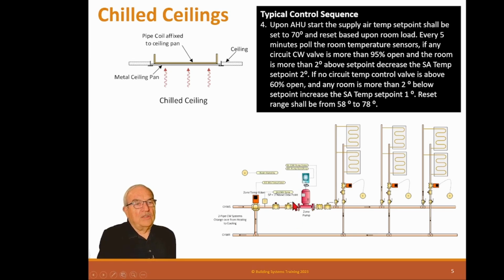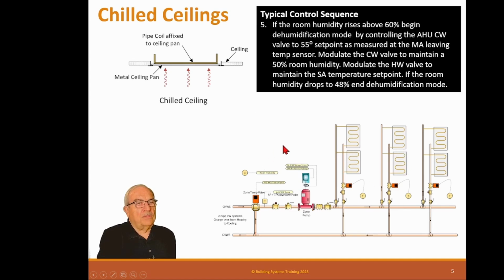So what we're trying to do is maximize the load from the water and not the air, if we at all possibly can. If the room humidity rises above 60%, enter the dehumidification mode by controlling the air handler chill water valve to 55 degree set point as measured at the mixed air leaving temperature sensor. Modulate the chill water valve to maintain a 50% room humidity. Modulate the hot water valve to maintain the supply air temperature set point.